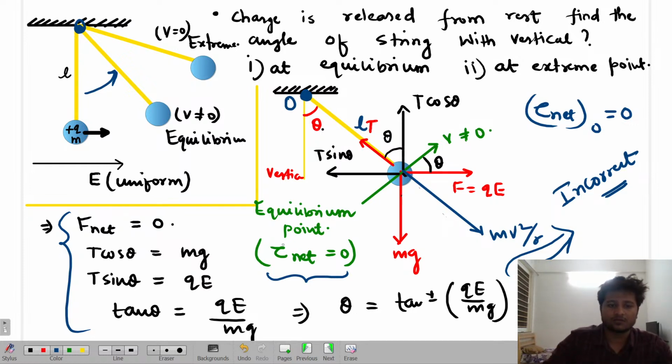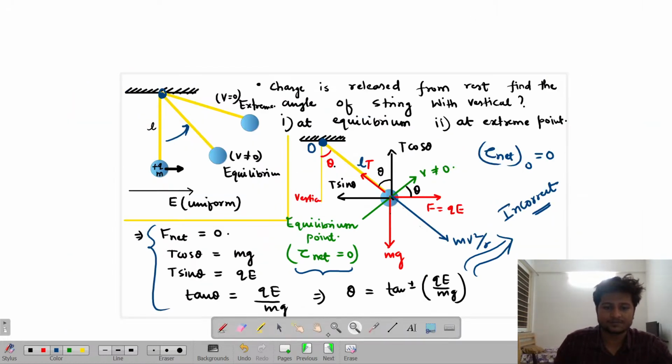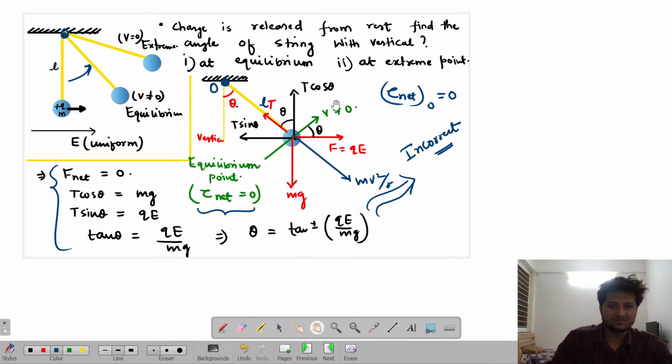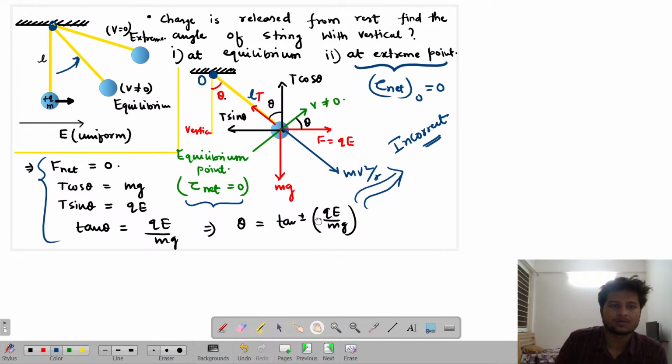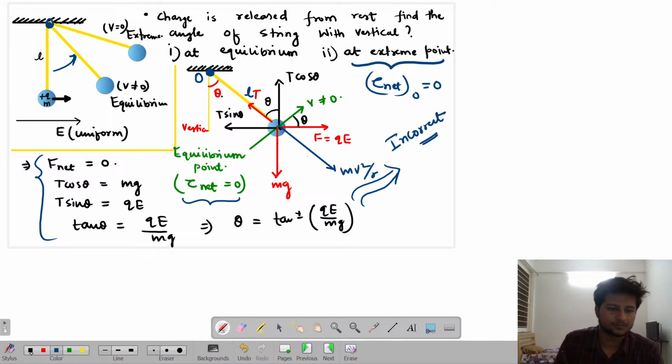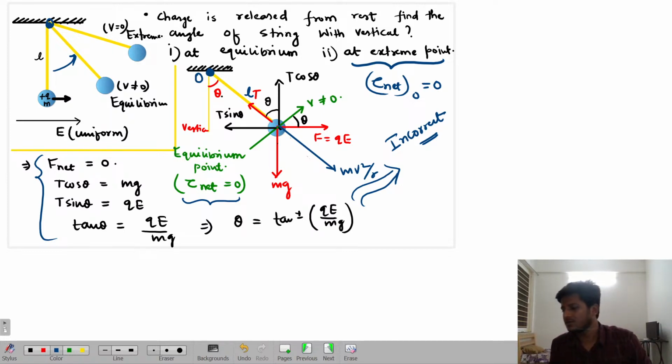Now do the second question by yourself. Find the angle of the string made by the vertical at extreme point. Okay, do that question. That is easy.